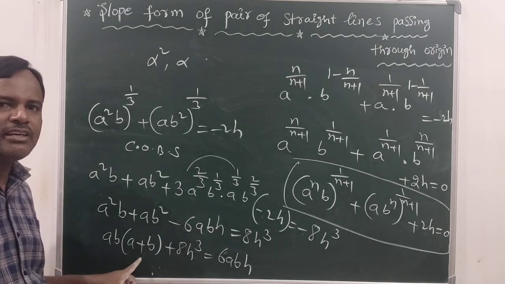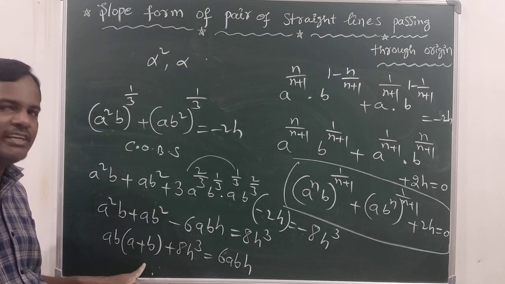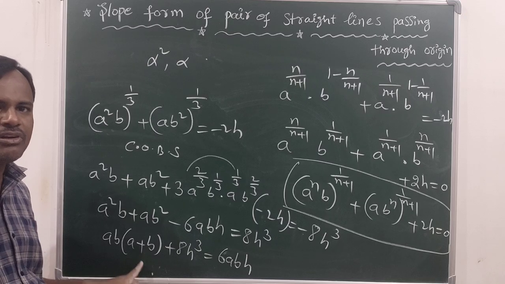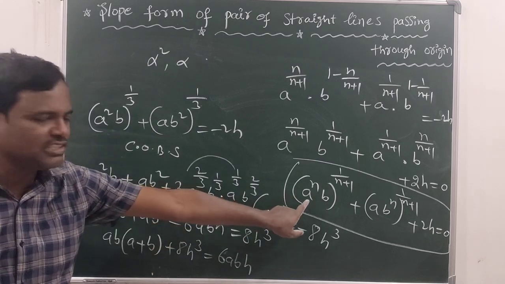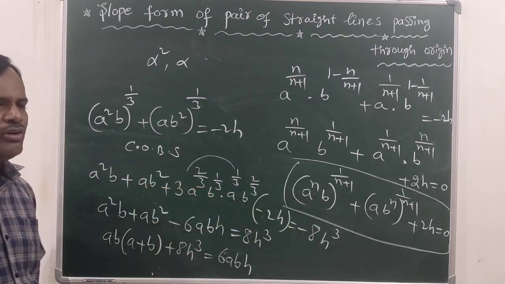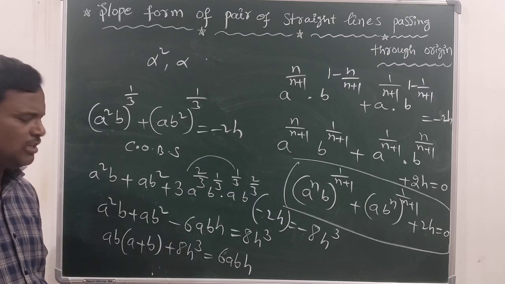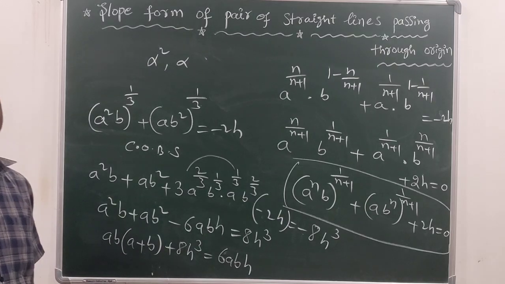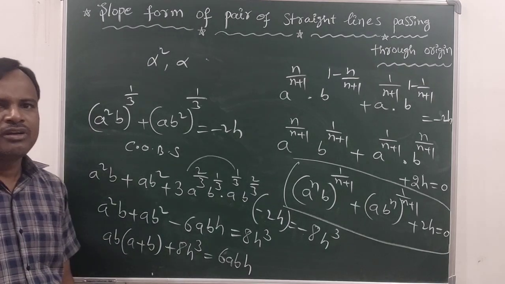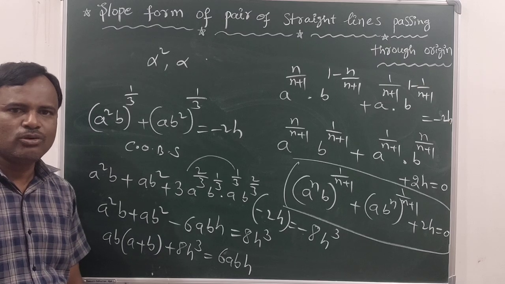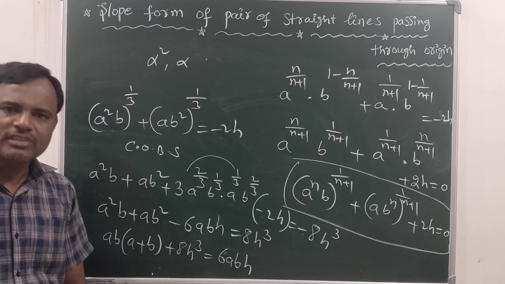Okay, students, I think you have understood how I generated this relation. Simply in this relation, I kept n equal to 2, then I went for simplification so that I got this relation. I hope you have understood this. Thank you, students.